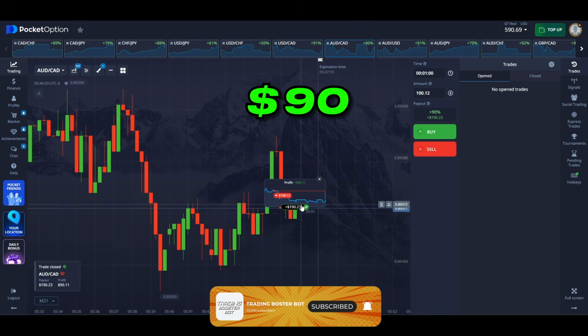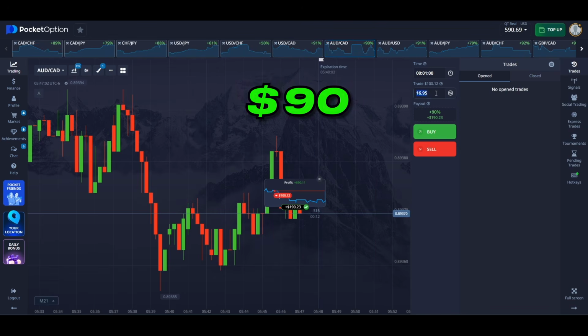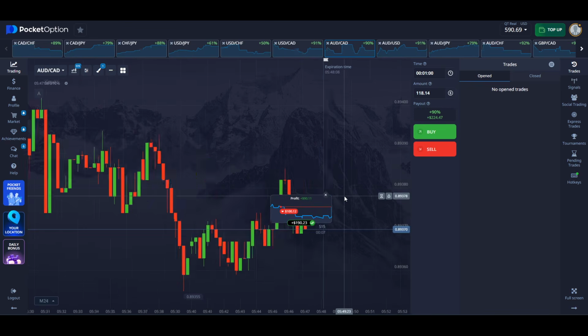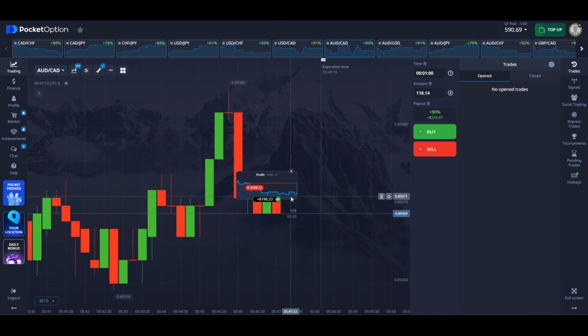Great! The first trade brings me $90. So for the next trade, I want to open it again for 20%. That's already $118. As you can see, without any analysis, we made a good move and, as a result, made some money on it.